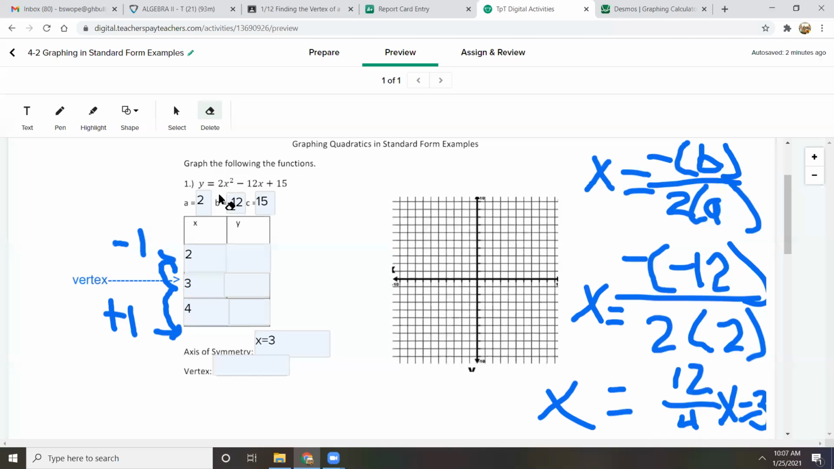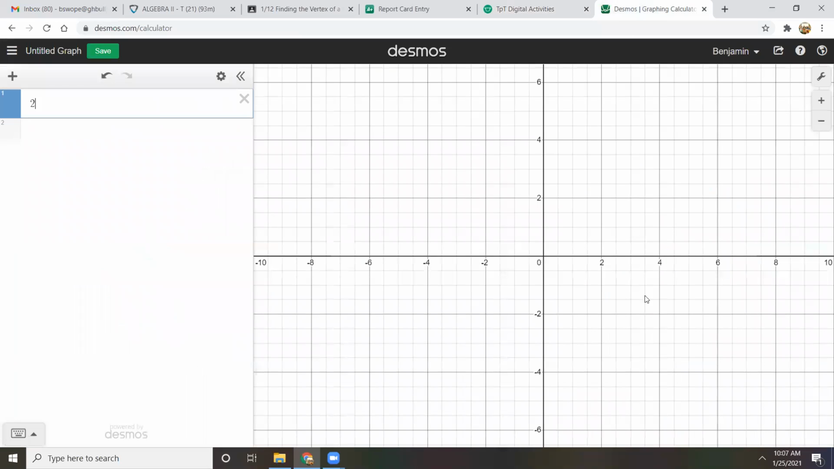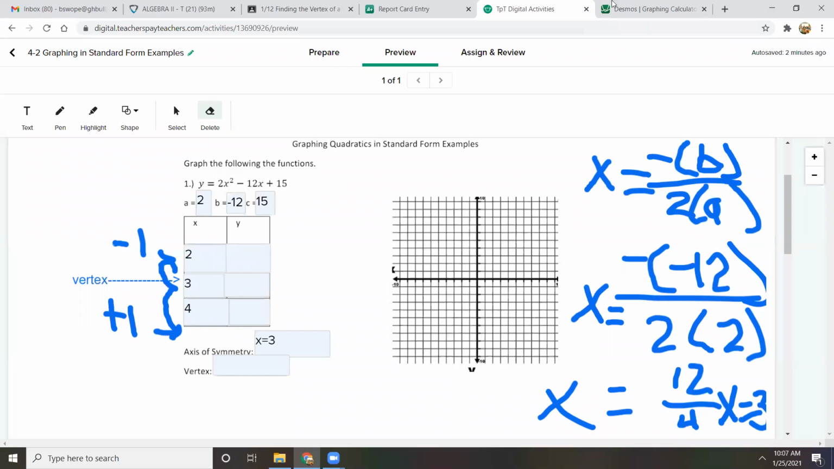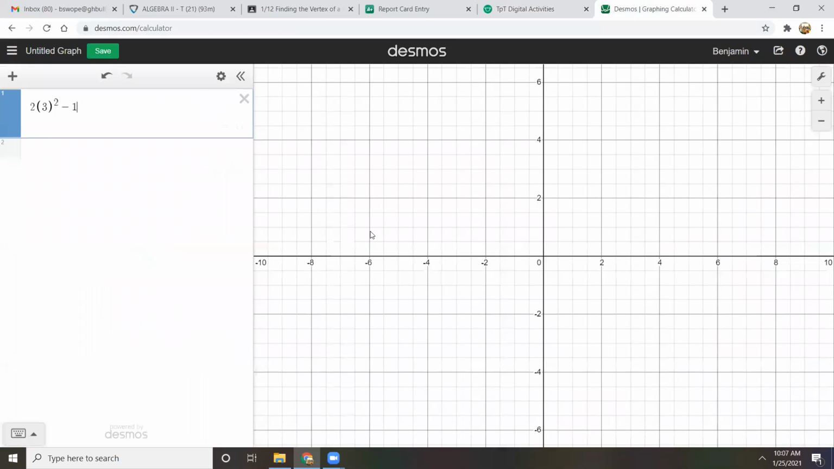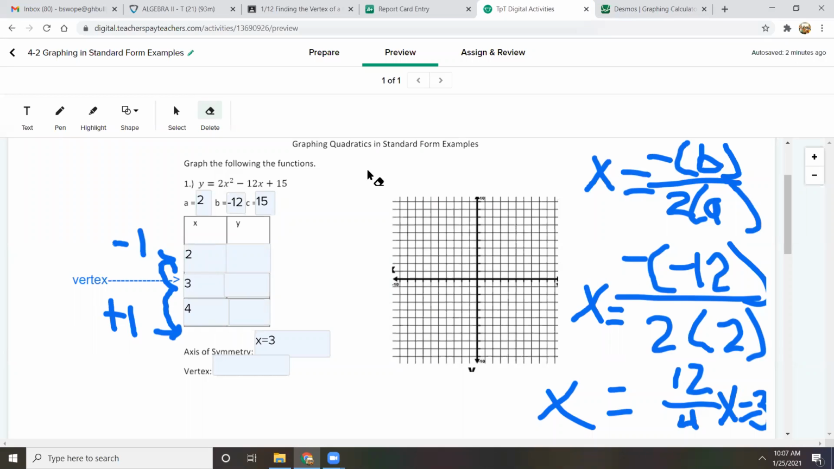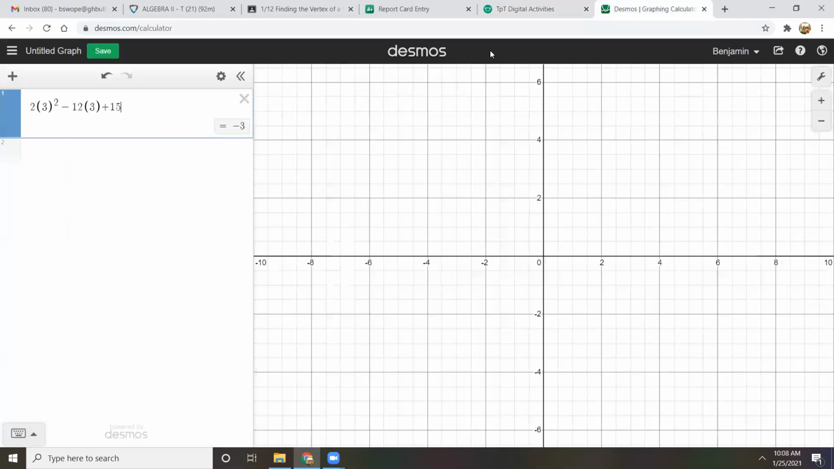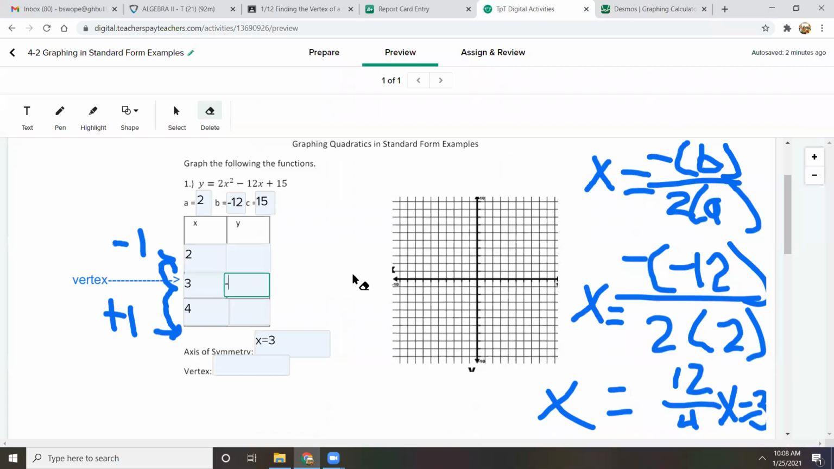So you would have 2x squared. I'm going to do the vertex first. So 2 parentheses 3 squared, minus 12x, so minus 12 parentheses 3, and then plus 15. It might be helpful to have a scrap piece of paper so you can write this down and don't have to keep going back and forth. I basically rewrote this formula, but I replaced the x with a 3. I'm doing my vertex first, and if you look, I got negative 3. So that's my y value.